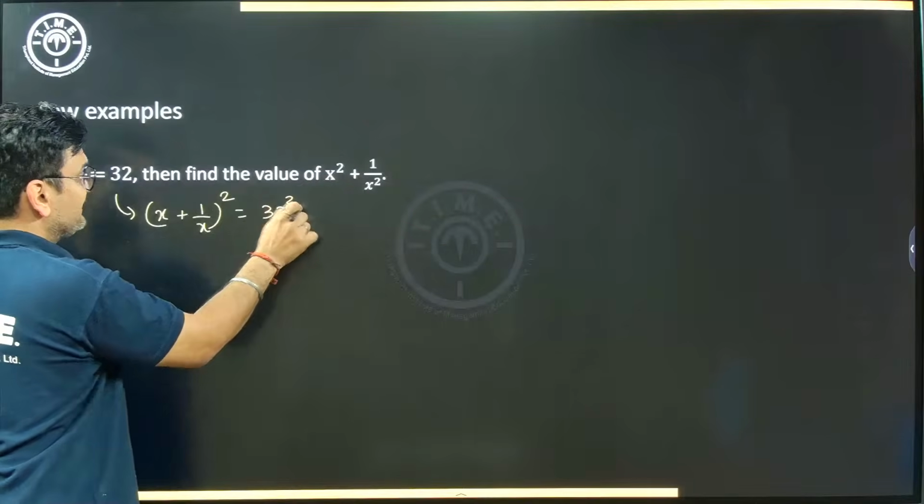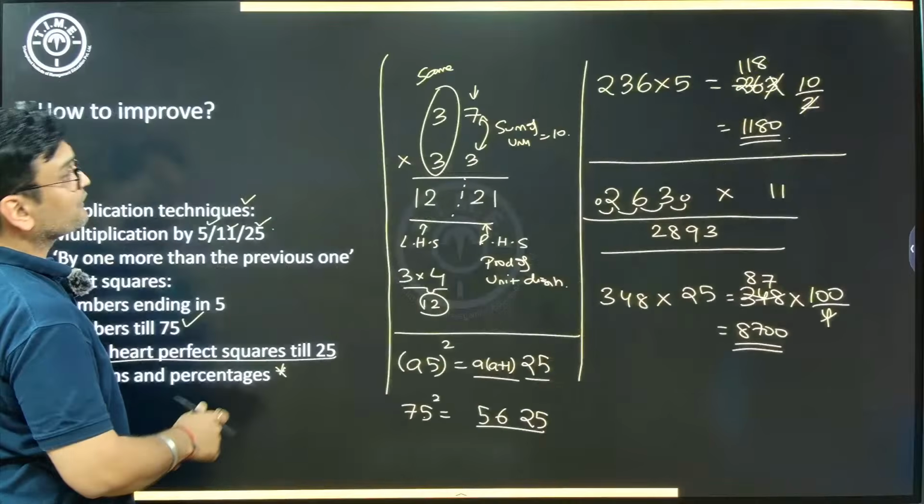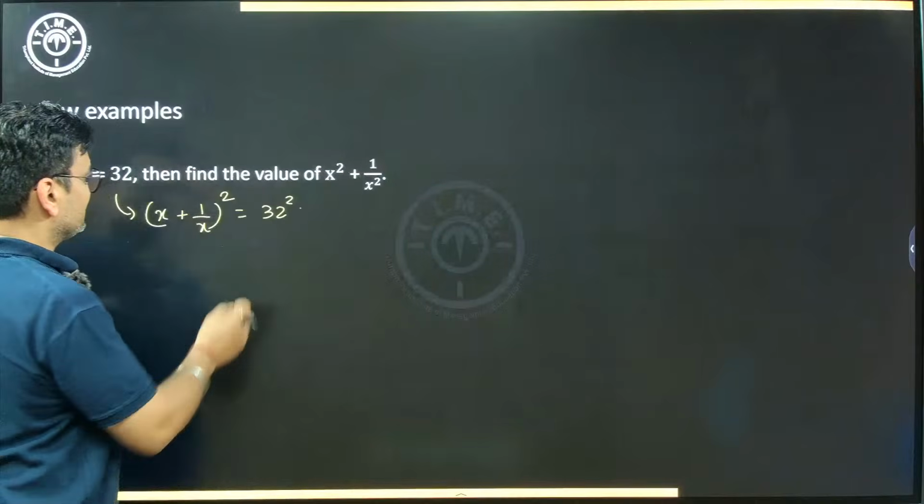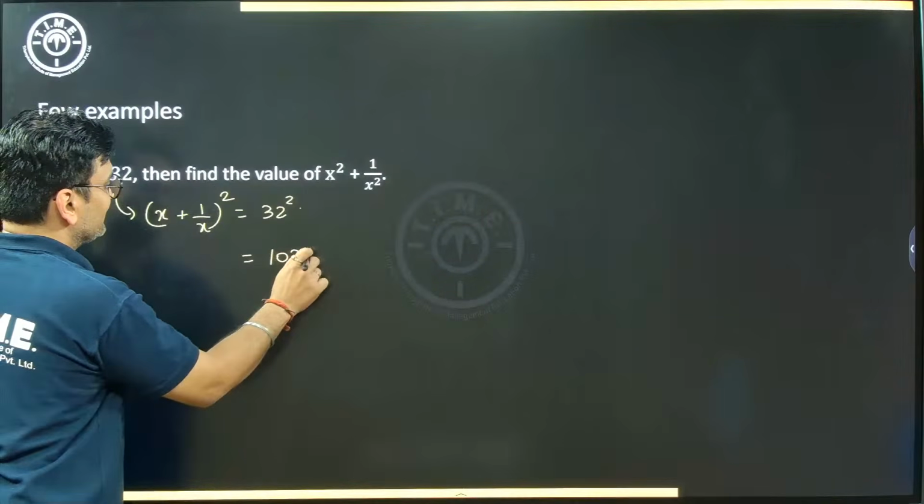32 square. Now, how much is 32 square? For this, we can use the method that we have discussed about squares. If you use that method, 32 square is going to be 1024.